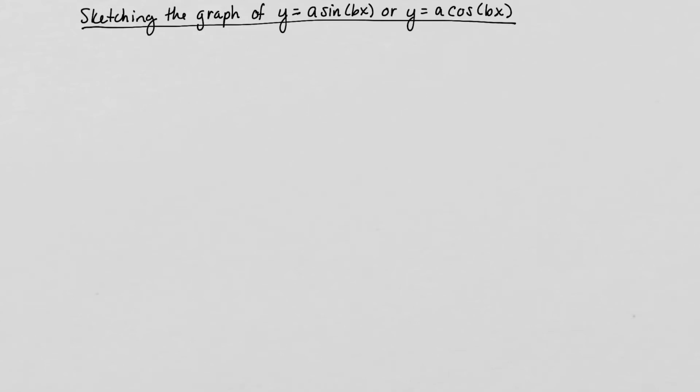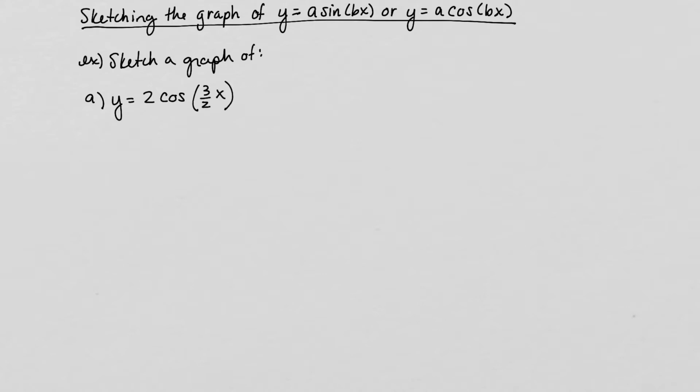So in this video, we're going to put together what we've already learned about amplitude and periods to plot things that look like y equals a sine of bx or y equals a cosine of bx. So for example, we're going to sketch a graph of, part A, y equals 2 cosine 3/2 x.